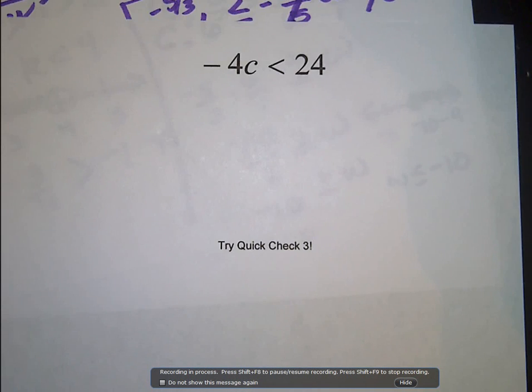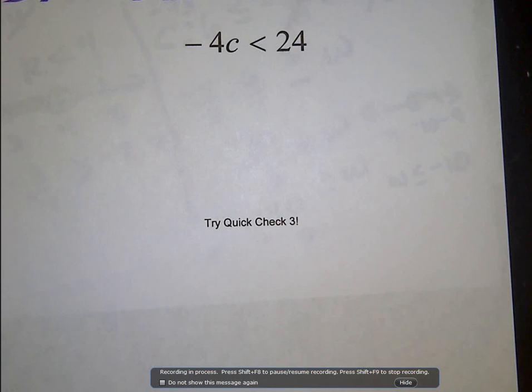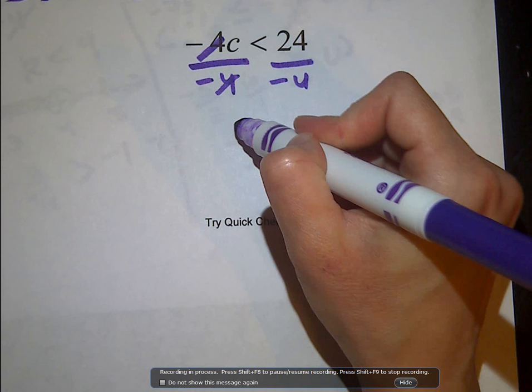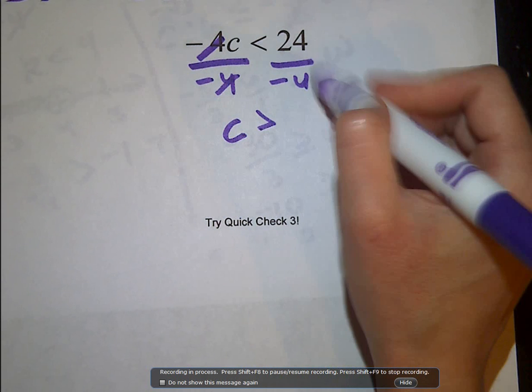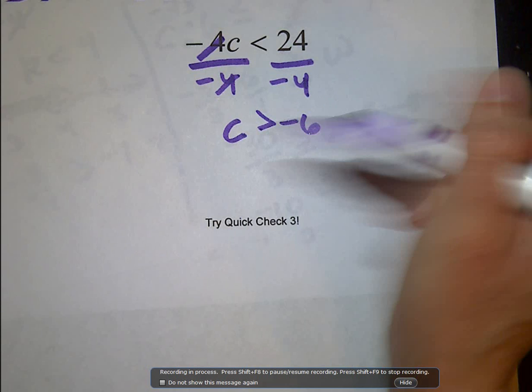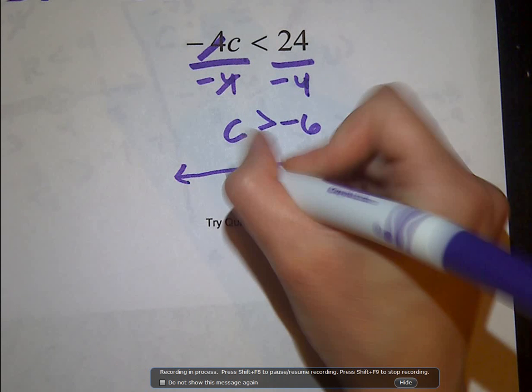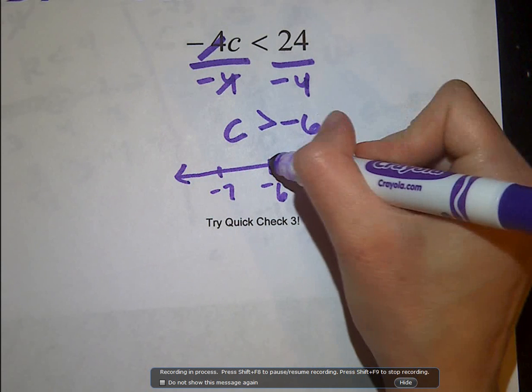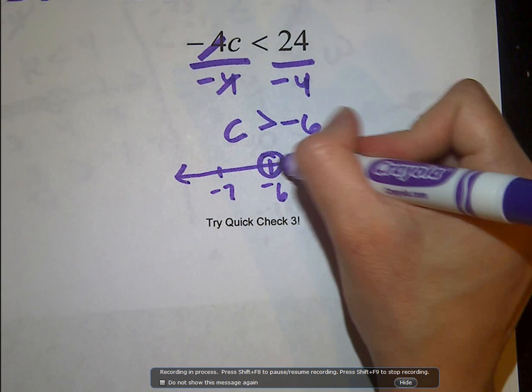Let's look at another example, which is right here. Negative 4c is less than 24. So this is negative 4 times c. So now I'm going to go ahead and divide both sides by negative 4. And I divided by a negative, so you have to flip the sign. 24 divided by negative 4 is negative 6. So on a number line, I have negative 7, negative 6, negative 5. So I have an open circle at negative 6, and it's c is greater than negative 6.